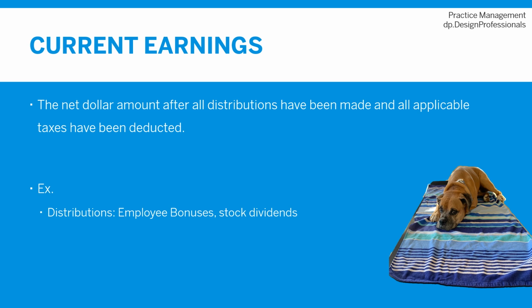Current earnings is the net dollar amount after all distributions have been made and taxes have been deducted. Distributions refers to the payouts a business provides to their owners or stockholders.